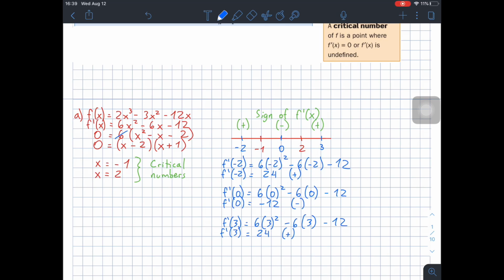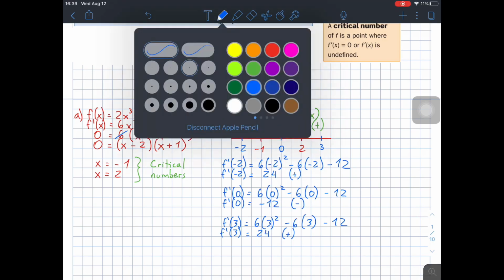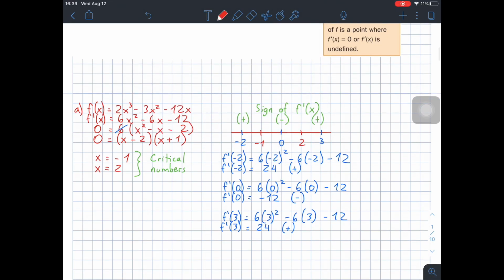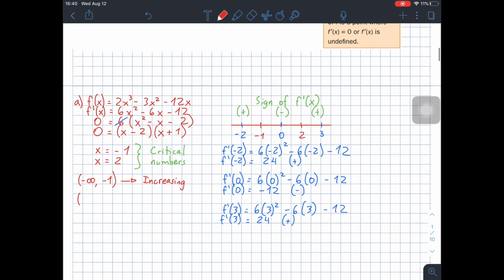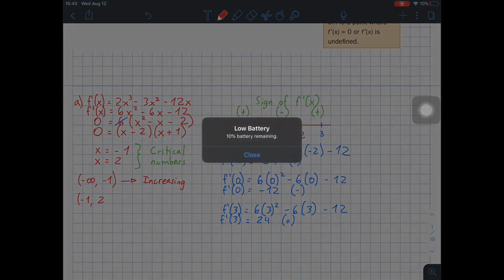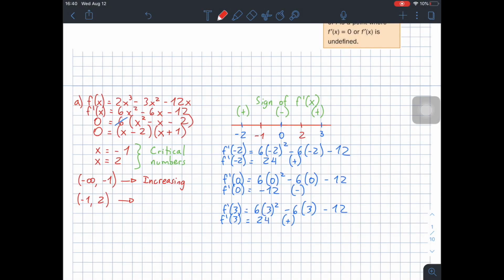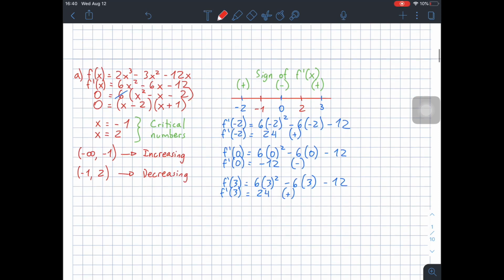So finally, with this analysis, we may conclude that from negative infinity to -1, without including -1 because the slope is 0 there, the function is increasing. Then from -1 up to 2, the function is decreasing according to our analysis. And finally, from 2 to infinity, the function again is increasing.